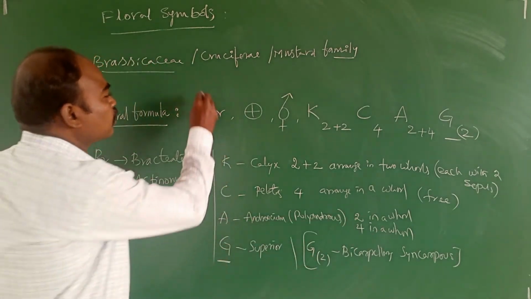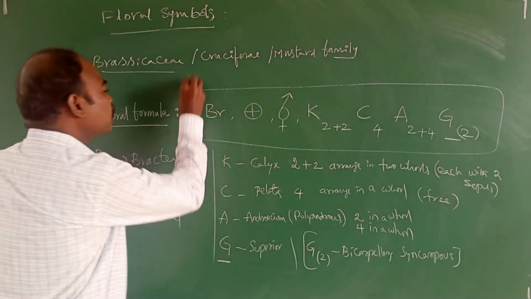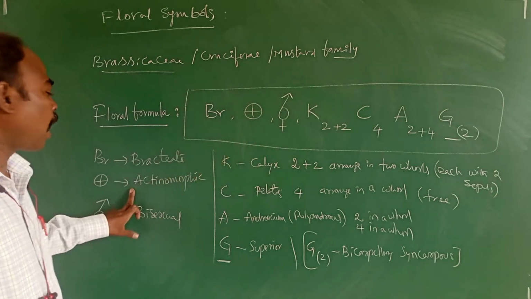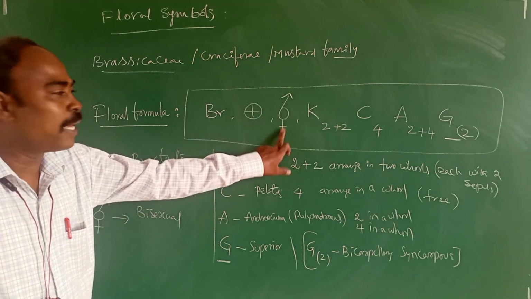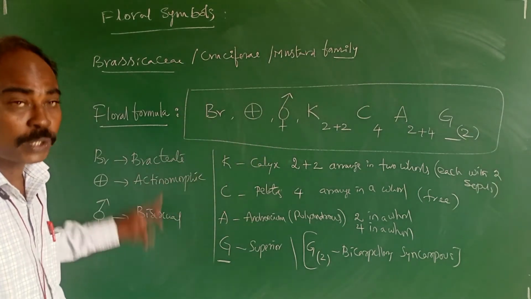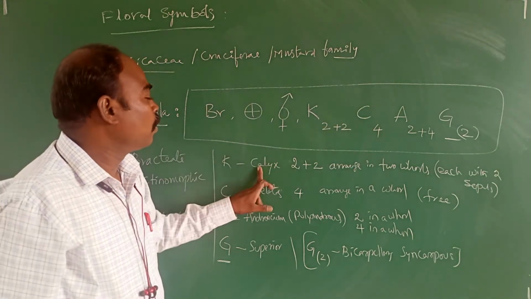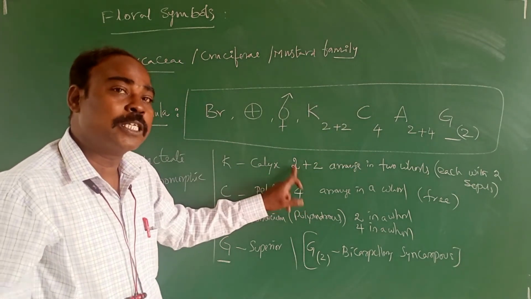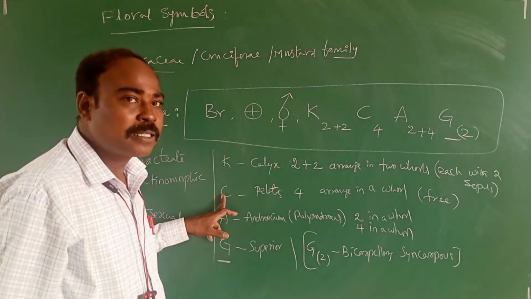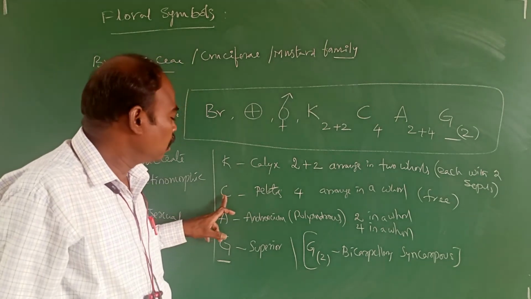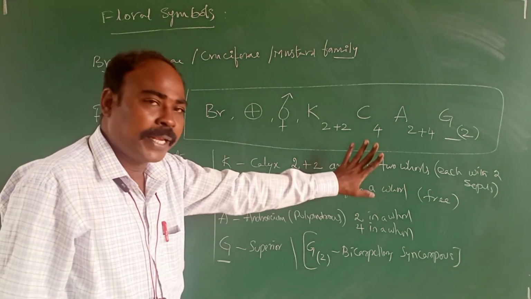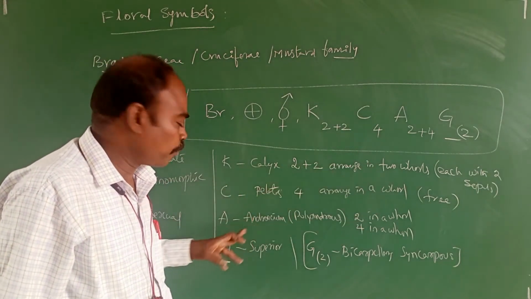Let us assume this is the floral formula of the mustard family. Bract is there, bracteate. Circle with plus, actinomorphic flower. The flowers are bisexual, having both androecium and gynoecium. Calyx is there, which are four totally arranged in two whorls, 2 plus 2, each whorl has two sepals, free sepals. Free sepal means polysepalous. Corolla, petals are 4 in number, arranged in one whorl, free, that means polypetalous.